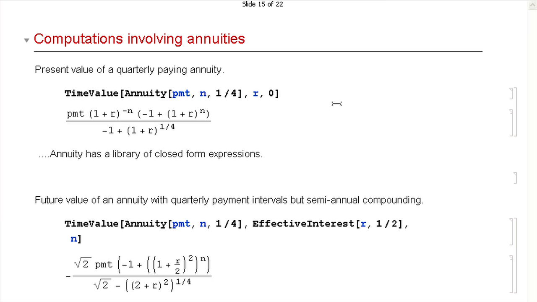TimeValue also takes an annuity as an argument. So an annuity represents a series of payments that occur in regular intervals, and typically the payment is either constant or it's got some pattern to how it grows or decays. Here what we do is we specify that we want the present value. The time argument is 0, and we're going to discount it at rate R, and we specify an annuity with payment PMT over n periods or n payments, and the third argument to Annuity there is the payment frequency. So you can change the payment frequency.